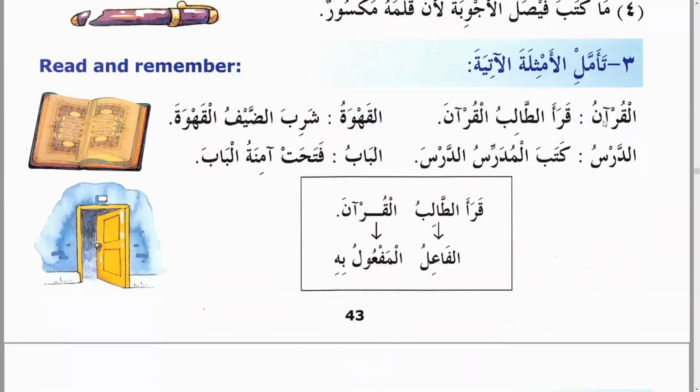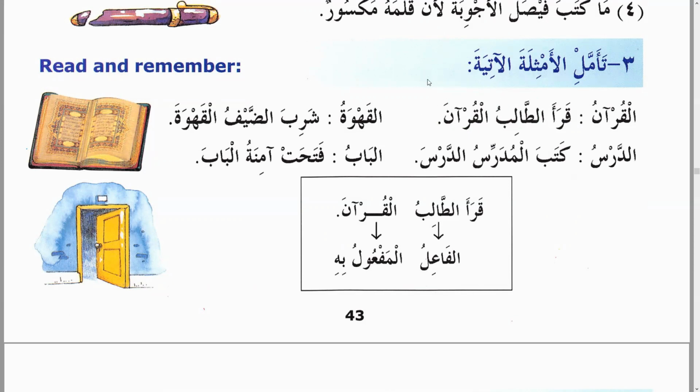The next is talking about an object, mafoolun bihi. Al-Qur'an. Qara'at talibul Qur'ana. The student read the Qur'an. Why is Qur'ana mansoob? Because this is the mafoolun bihi. At-talib is the fa'il, always marfu, and the object is always mansoob.